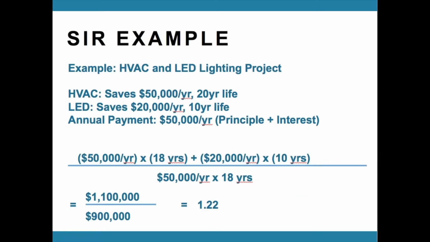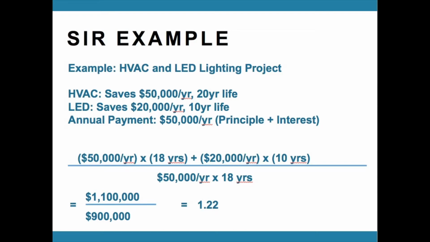I want to give an example of an SIR calculation, and for this example, let's go back to our HVAC and LED lighting project. In this project, we have an HVAC system which is going to save $50,000 a year for 20 years, and we have an LED system which is going to save $20,000 a year for 10 years. Let's assume that the annual payment on that project is $50,000 a year. That is including principal and interest.